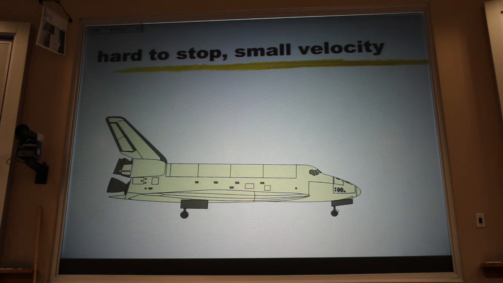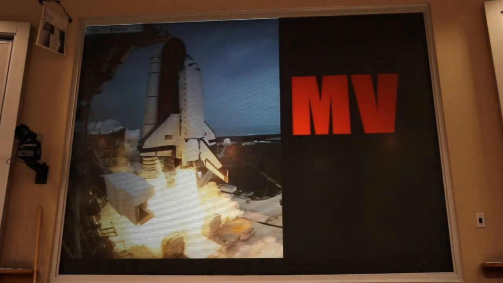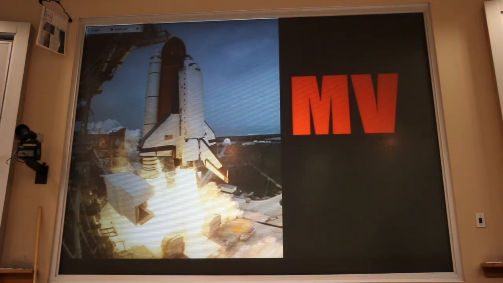Okay. This space shuttle, even when it's just lumbering down the runway, is very hard to stop because it has a large mass. Now, of course, lumbering down the runway is not the way this is supposed to be used. Its cruising speed is about 17,000 miles per hour. So at that point, it's just way hard to stop.